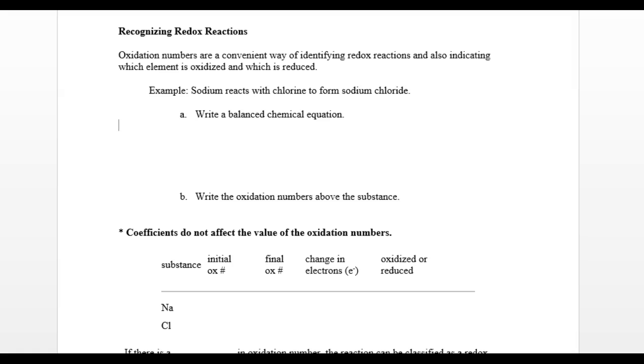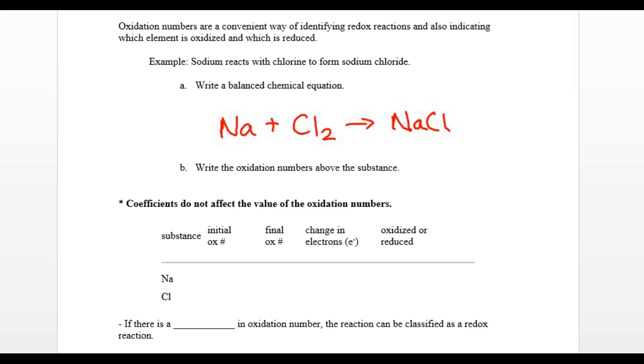Let's start off this section by writing a chemical equation for the following sentence. Sodium reacts with chlorine to form sodium chloride. Please pause the video, write a balanced chemical equation, and write the oxidation numbers above the substance. Remember that when you write a formula for anything in the Hofbrinkel, it needs to be something 2. Once you have the correct formulas, then you can balance. And you have a ratio of 2:1:2.